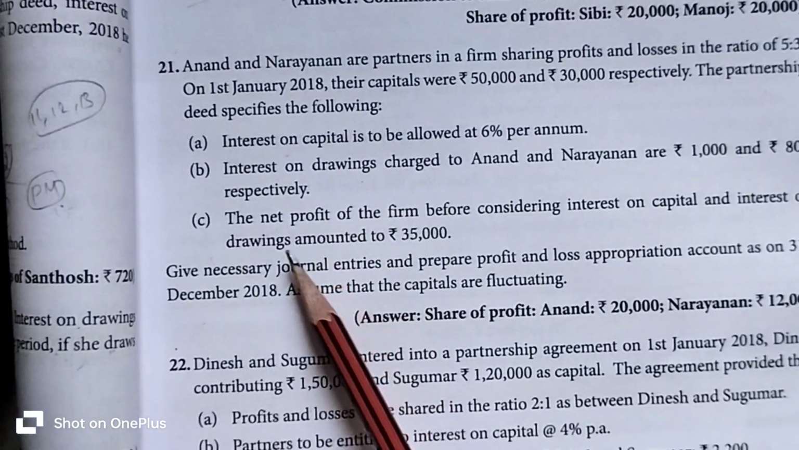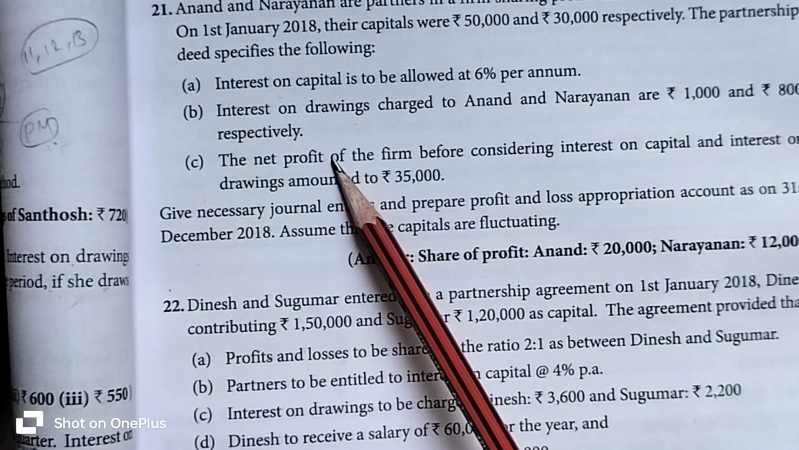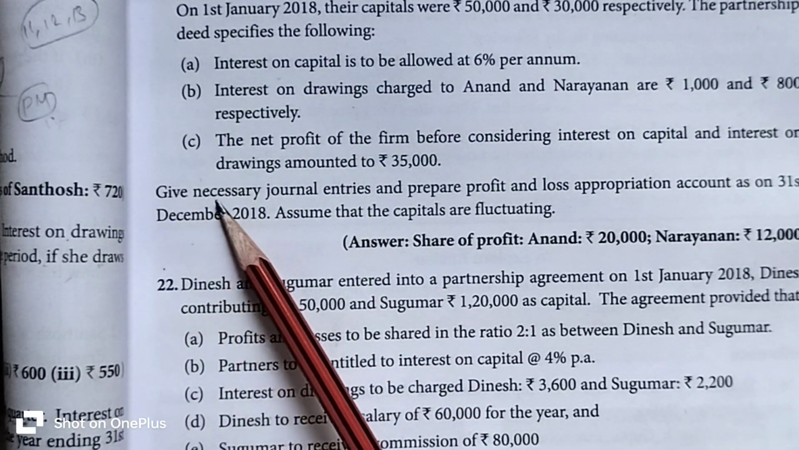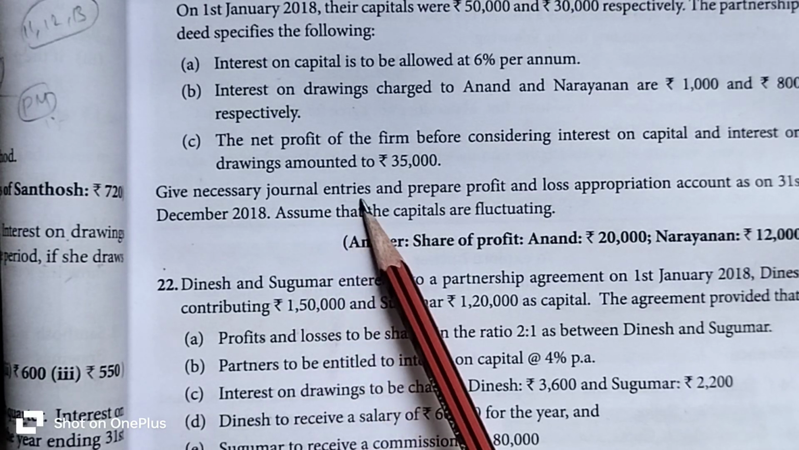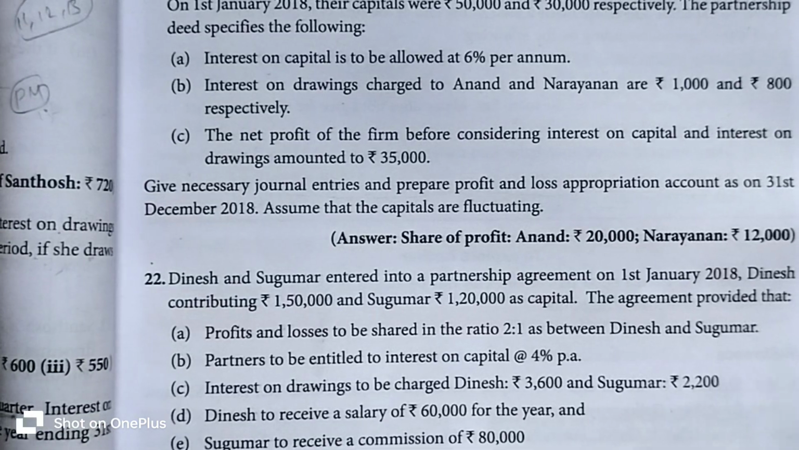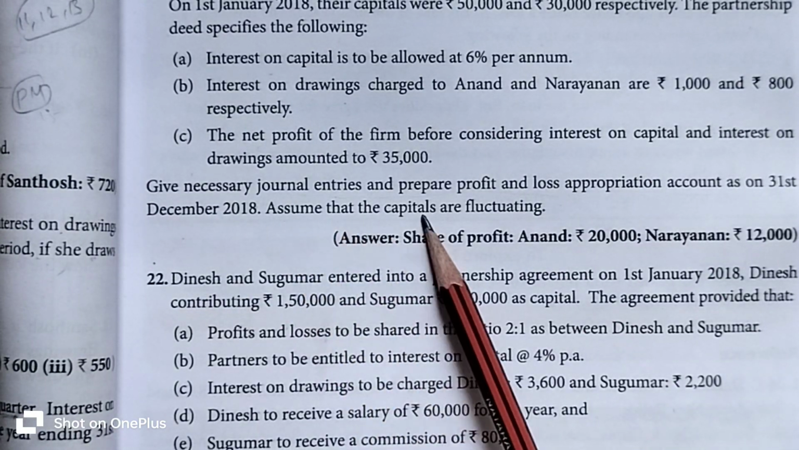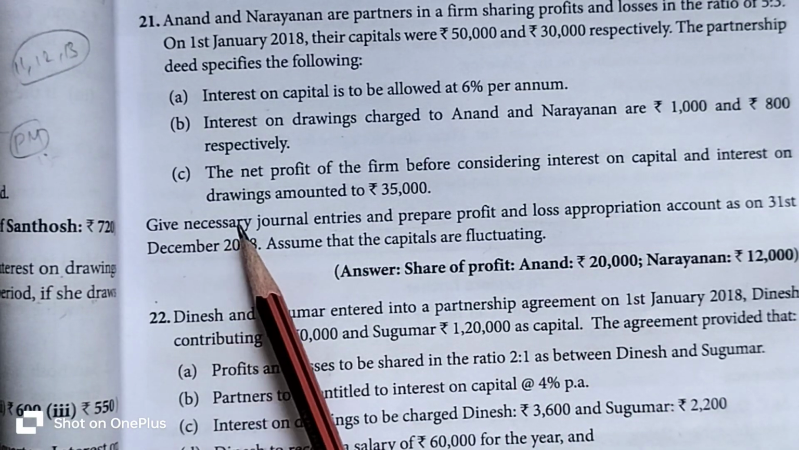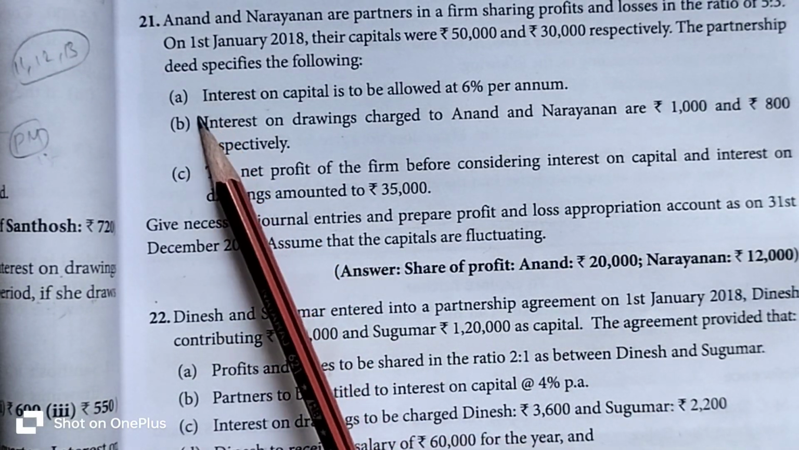Okay, what they asked, they have given 3 instructions. As per the instruction, what we have to do, we are going to prepare the given necessary journal entries and prepare profit and loss appropriation account as on 31st December 2018. Assume that the capitals are fluctuating. So now we are going to pass the journal entry for the given A, B, C questions.